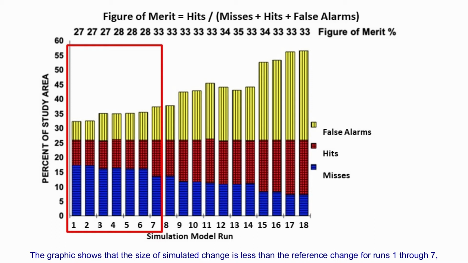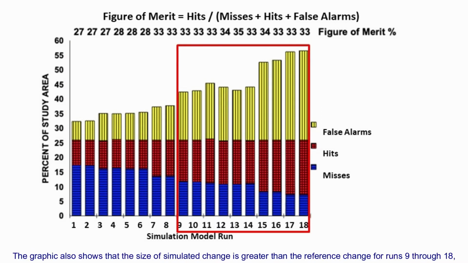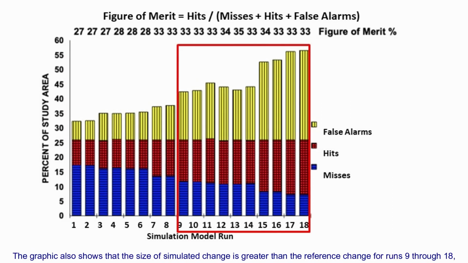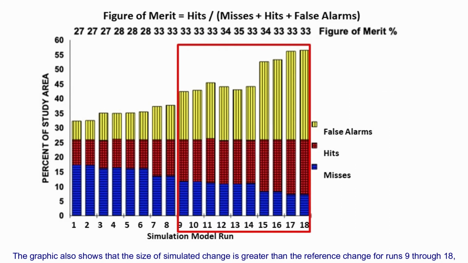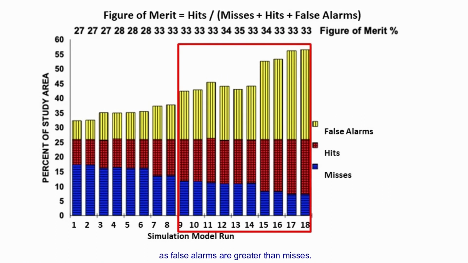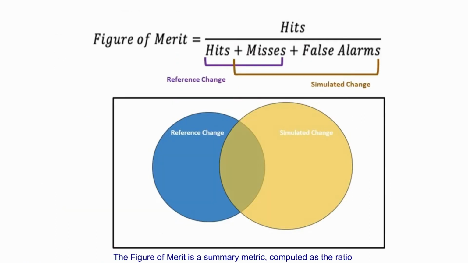The graphic shows that the size of simulated change is less than the reference change for runs 1 through 7, as false alarms are smaller than misses. The graphic also shows the size of simulated change is greater than the reference change for runs 9 through 18, as false alarms are greater than misses. The figure of merit is a summary metric computed as the ratio of hits in the numerator and the sum of misses, hits, and false alarms in the denominator.